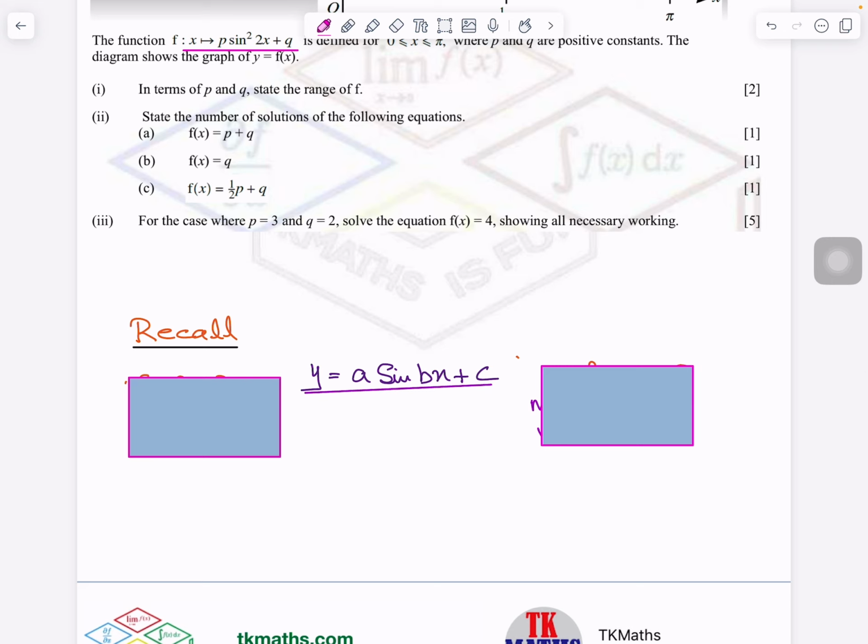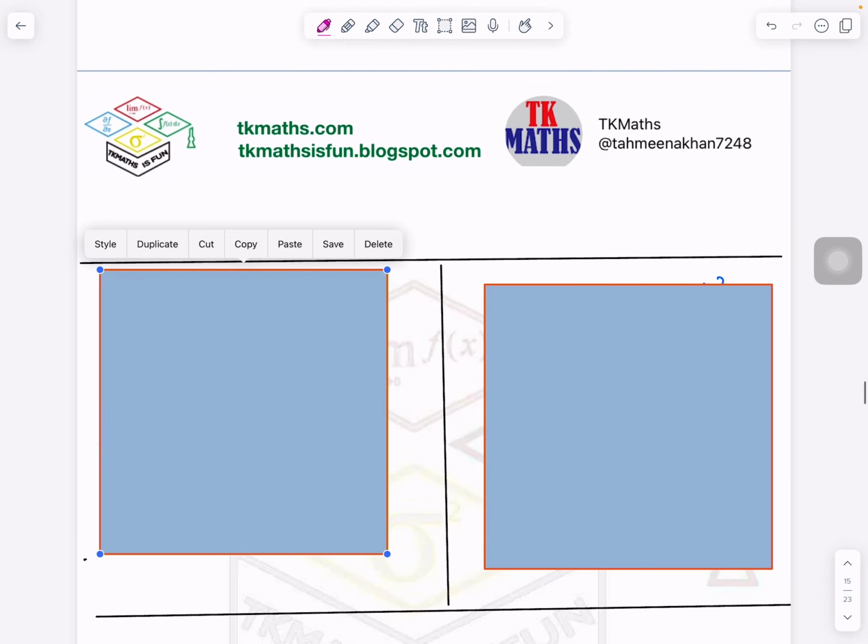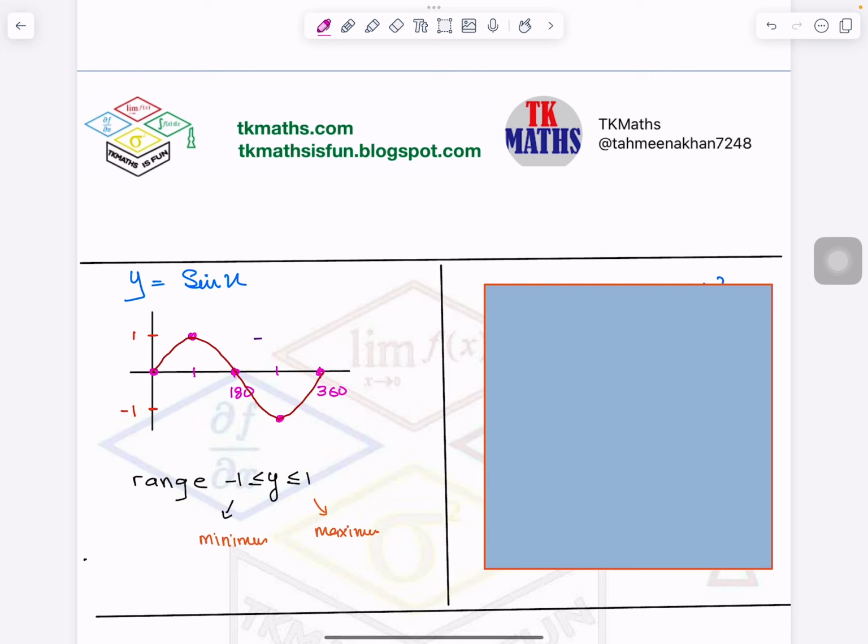So if you remember the general equation of sine, which is a sin(bx + c), right? If a is greater than 0, meaning it is positive, then your maximum value is c plus a and minimum is c minus a. But if your a is negative, which means less than 0, then it reverses. Maximum will be c minus a and minimum will be c plus a. Then look at this in the context of a sketch. The sin x sketch is like this. All of us know this thing, very simple. And the range is between -1 and 1.